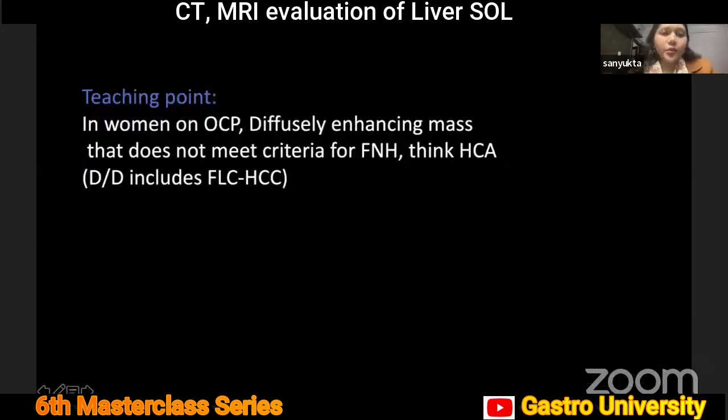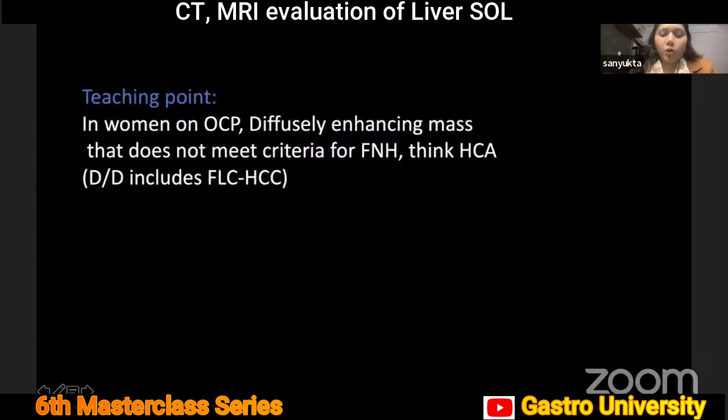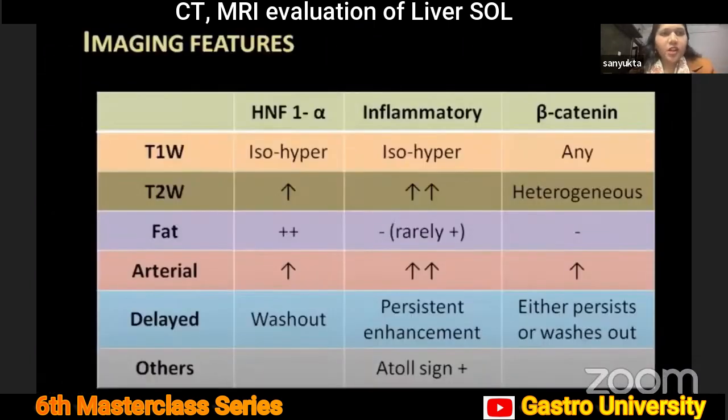So the teaching point: in women on OCP, a diffusely enhancing mass that does not meet the criteria for FNH, and is more heterogeneous. The FNH seems to be more homogeneous rather than an adenoma, which is more heterogeneous. Both of them are arterial enhancing. So we have to think of hepatocellular adenomas, whose differential diagnosis may include FLC, HCC, as we'll further see. So I'll go further with the adenomas.